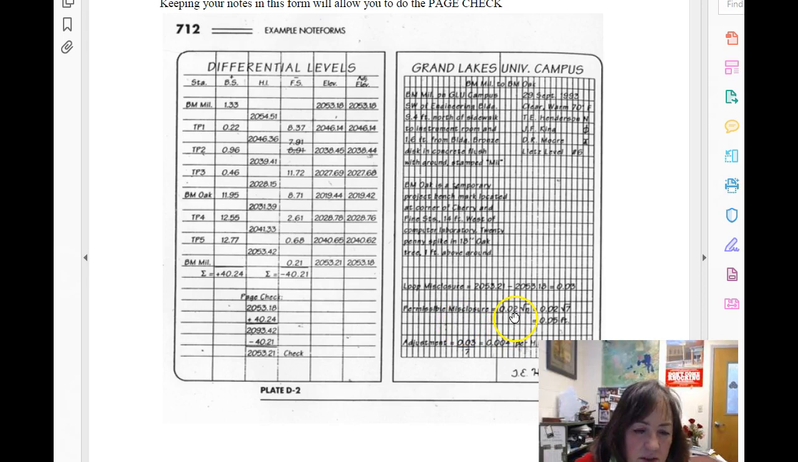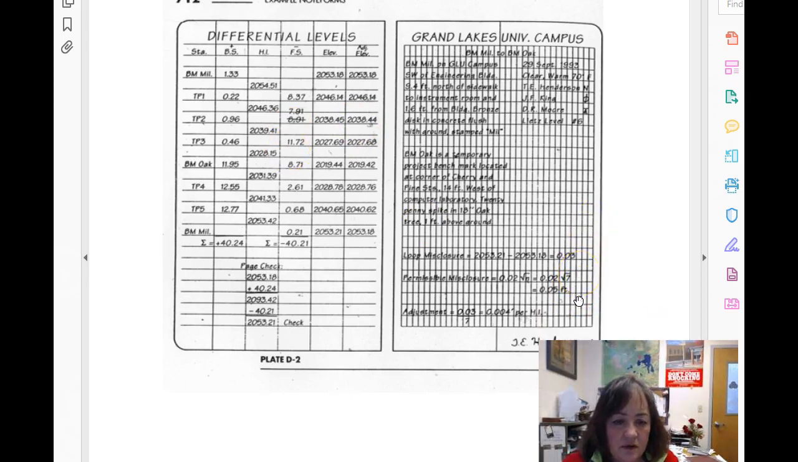The permissible loop misclosure is whatever order we're using times the square root of the number of sights we took. 1, 2, 3, 4, 5, 6, 7. We set up the instrument 7 times on this loop, so it's times the square root of 7. If we set up the instrument 3 times, this would be the square root of 3 and so forth. Anyway, we take that times that number and we get our allowable misclosure. You can see that our actual misclosure here is 0.03 feet. The permissible misclosure is 0.05 feet. So yes, we are within tolerance and we can adjust.